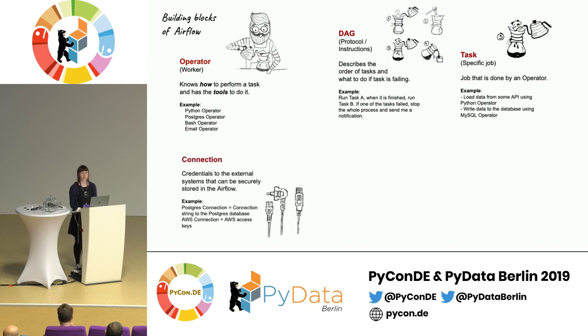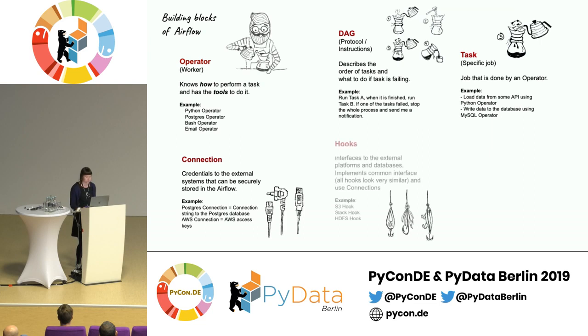The fourth one is important. It's connection. Connection, it's secrets or credentials to external systems. For example, Postgres connection would consist of ports, a host, user, password, right? And it's all can be stored in the Airflow database securely, right? So you don't need to worry about how to securely get it there.